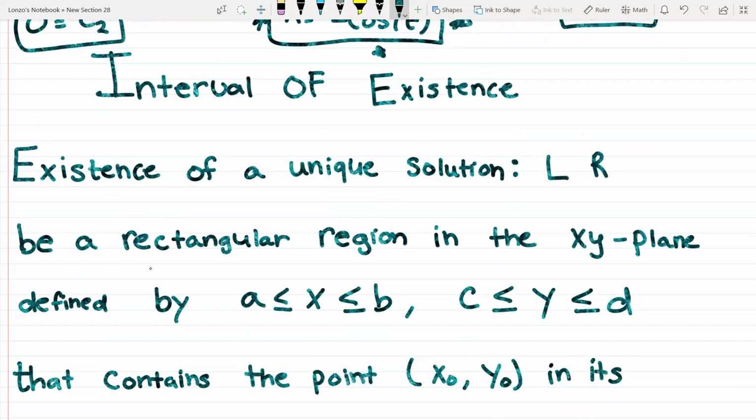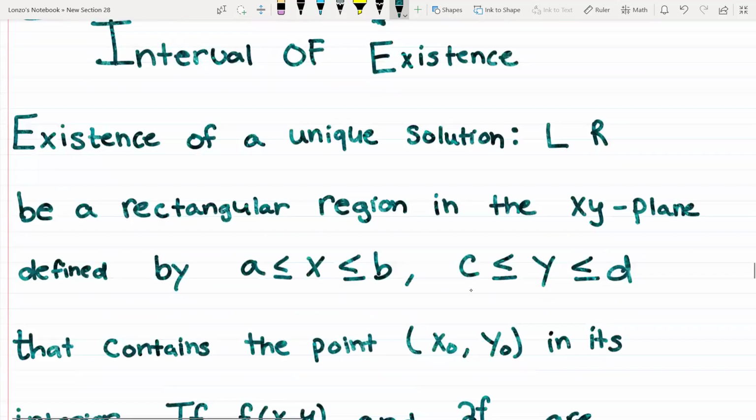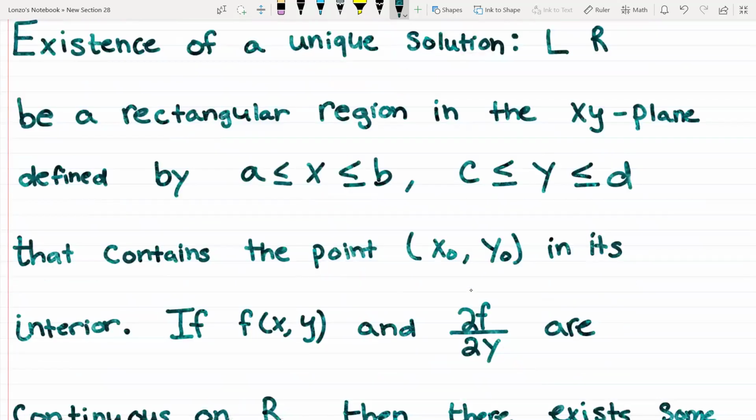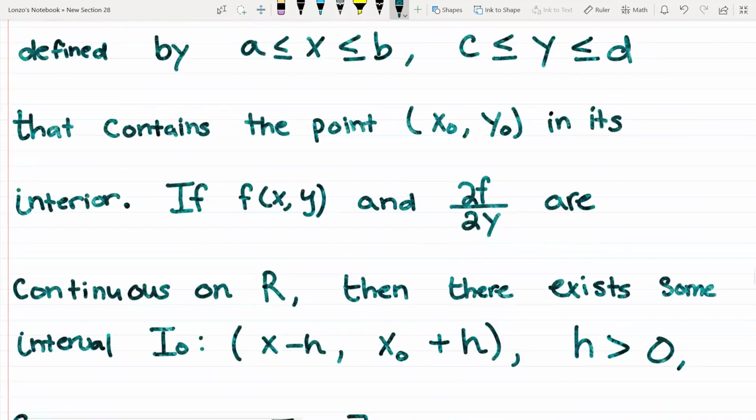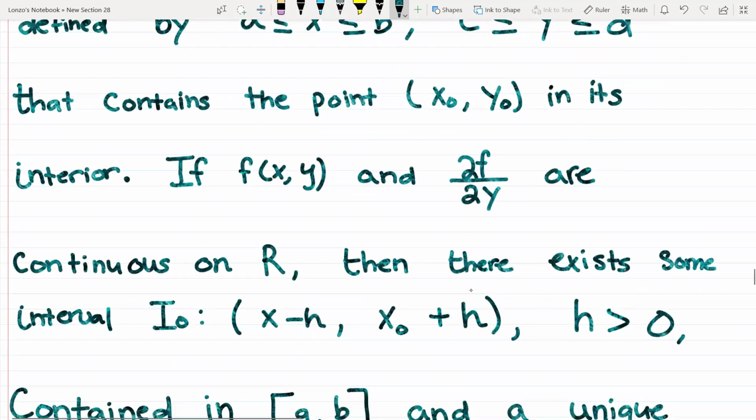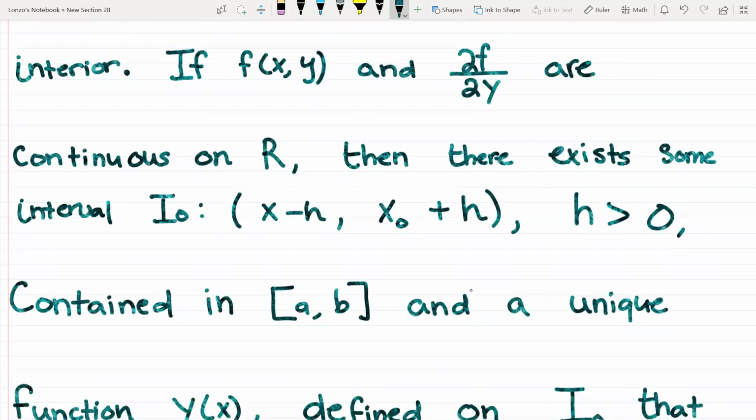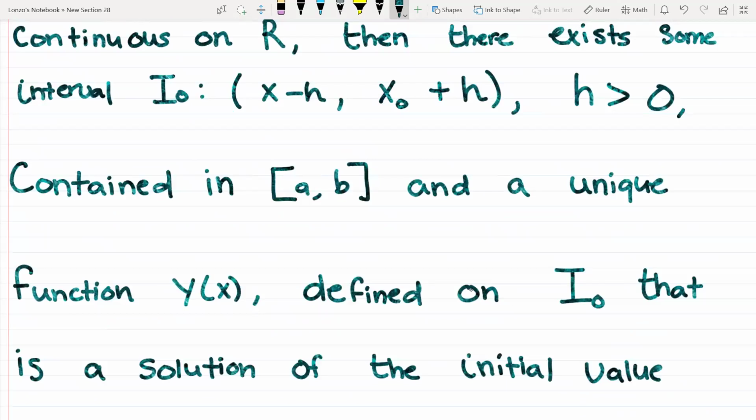Okay, so interval of existence: existence of a unique solution. Suppose the rectangular region R in the xy plane defined by a less than or equal to x less than or equal to b, where c is less than or equal to y less than or equal to d, contains the point x naught, y naught in its interior. If f of x, comma y, and delta f over delta y are continuous on R, then there exists some interval I naught of x naught minus h, comma x naught plus h, where h is positive, contained in the interval a to b, and a unique solution function y of x defined on I naught that is a solution of the initial value problem.